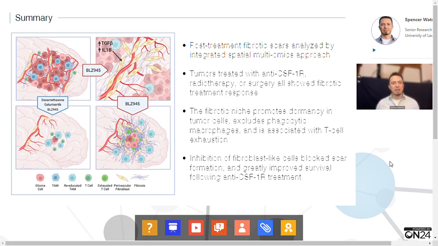in identifying the cellular mediator of this fibrotic response and figuring out which signals were actually driving this response, so that we could design an inhibition strategy which was able to block fibrosis following treatment, and that this had the expected survival improvement for anti-CSF1R treatment.